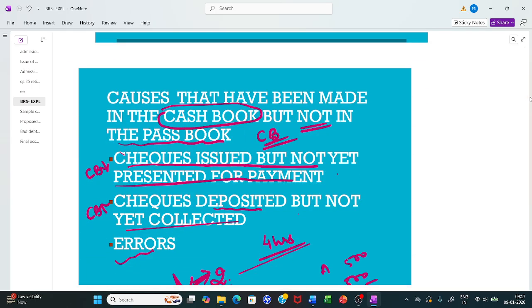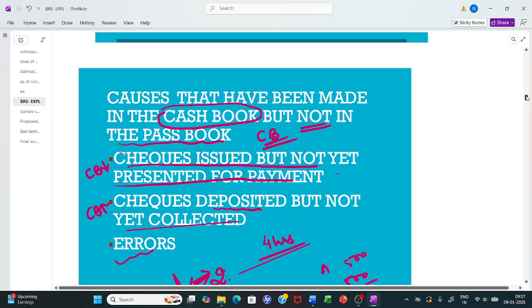So we classify these causes, first of all, into the ones affecting the cash book but not the passbook. The first one is checks issued but not yet presented for payment. If I've given a check to someone but that person has not reached the bank, or due to any reason the bank has not paid that money as yet, my check has been issued but it has not been presented for payment. So the cash book balance has been reduced by me, whereas the passbook balance remains the same.